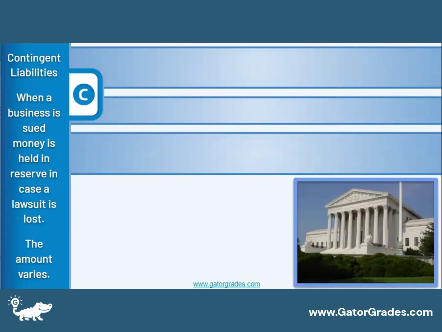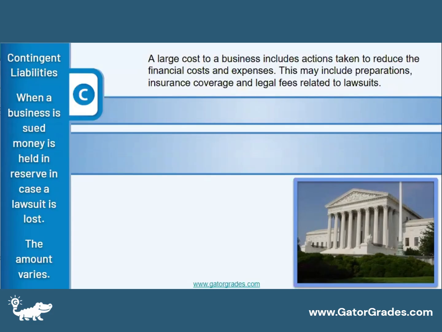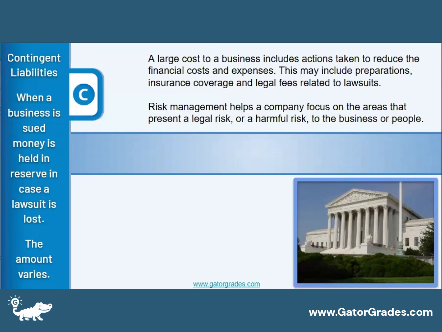Within the liability account group is a category known as contingent liabilities. When a business is sued, money is held in reserve in case a lawsuit is lost. The amount that is held can vary, but this can be a large cost to a business. The funds in the contingent liabilities account can include the preparation costs, insurance, and legal fees related to a lawsuit. Risk management efforts help a business focus on the areas that present a legal risk or can be harmful to the business or people.